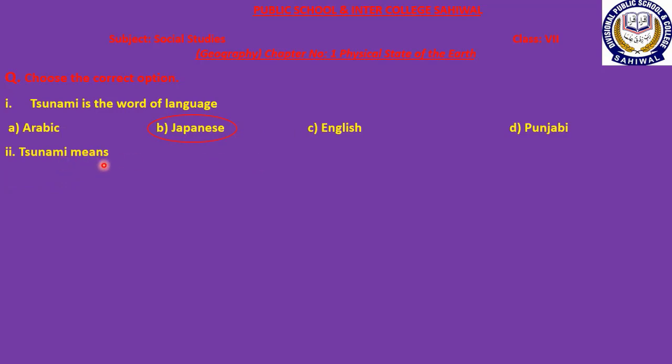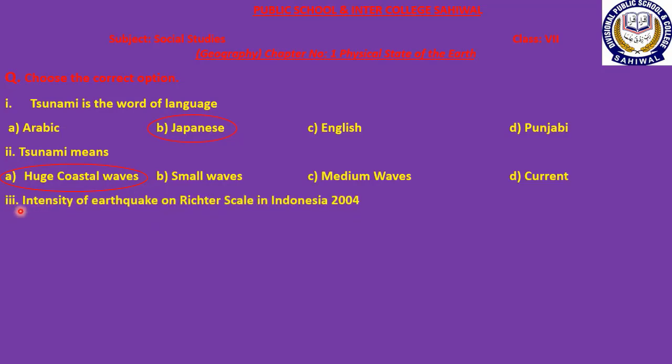Number 2. Tsunami means A. Huge coastal waves, B. Small waves, C. Medium waves, D. Current. So correct answer is huge coastal waves. Number 3. Intensity of earthquake on Richter scale in Indonesia 2004. A. 6, B. 7, C. 8, D. 9. So find out the correct answer. Correct answer is 9.